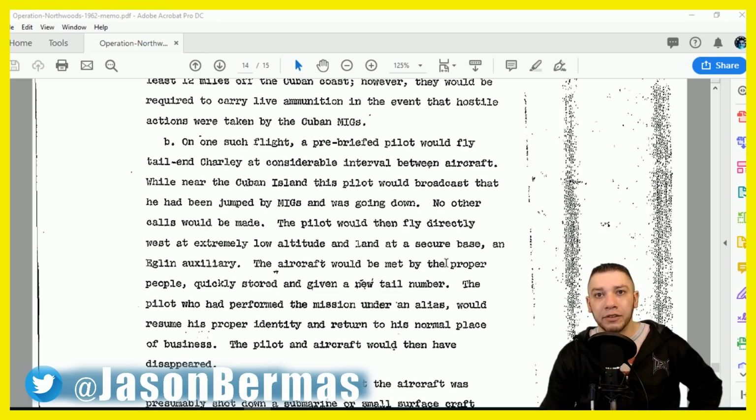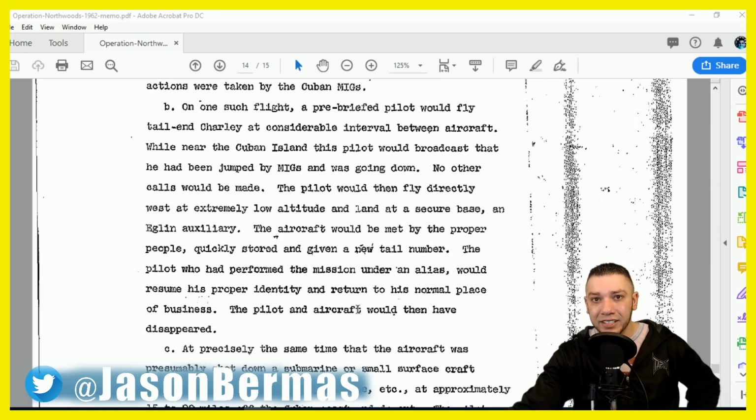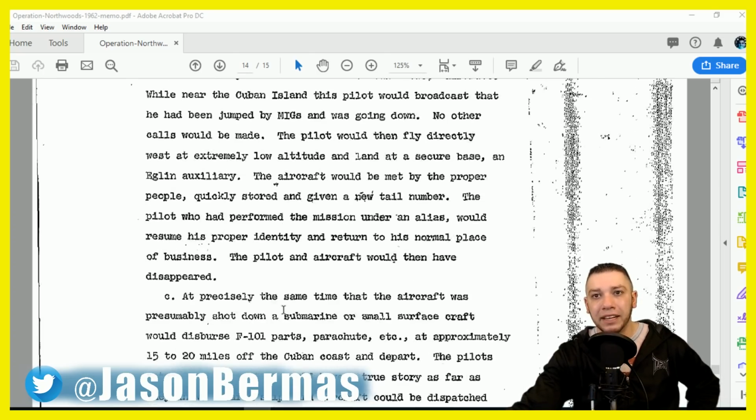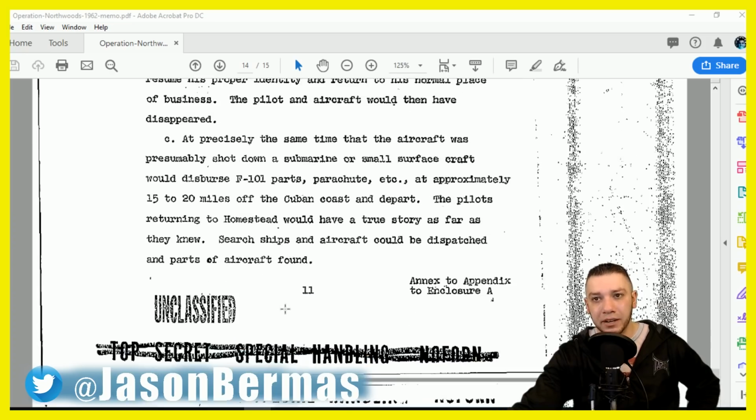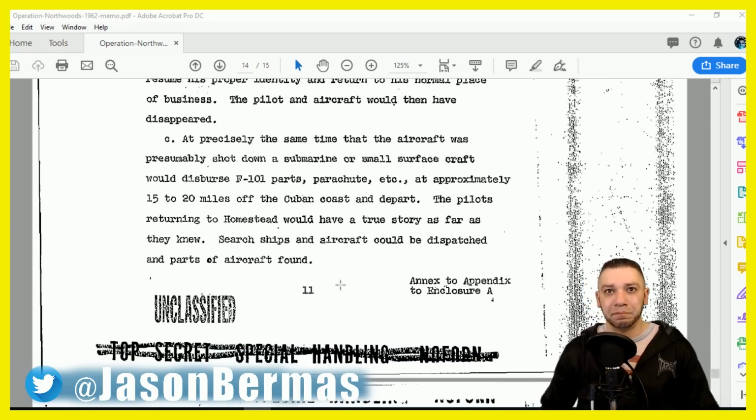The pilot would then fly directly west at extremely low altitude and land at a secure base, an Eglin auxiliary. The aircraft would be met with the proper people, quickly stored and given a new tail number. The pilot who had performed the mission under the alias would resume his proper identity and return to his normal place of business. The pilot and aircraft would then have disappeared. Lots of aliases in this plan, huh?